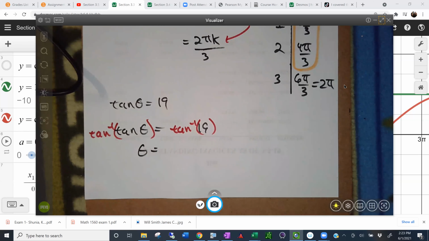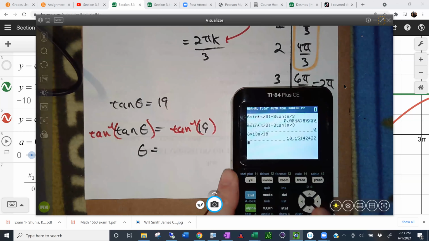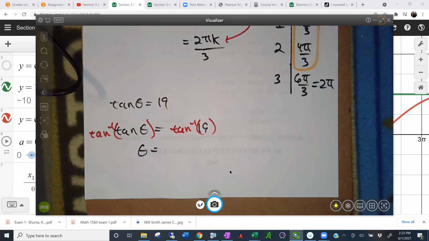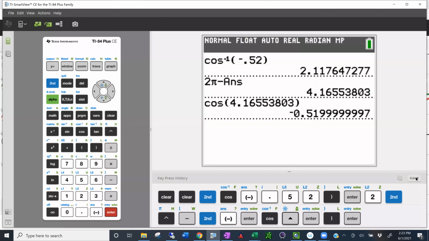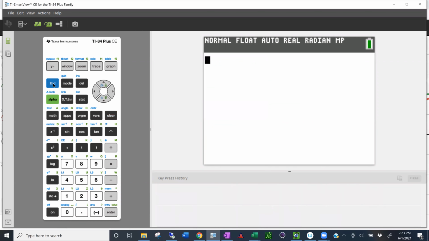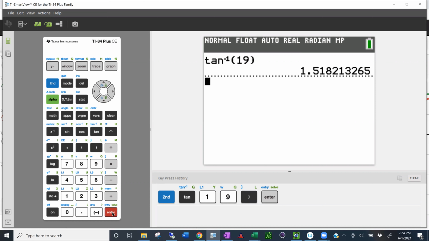I won't pretend to do that in my head. My calculator's in radian mode. Actually, I think I can do it here. That probably shows up a little bit better. Let me clear out some stuff. Again, my calculator here is in radian mode, so I want the inverse tangent of 19. So 1.5 something. It's close to 90 degrees, close to pi over 2, but it's not perfectly there.